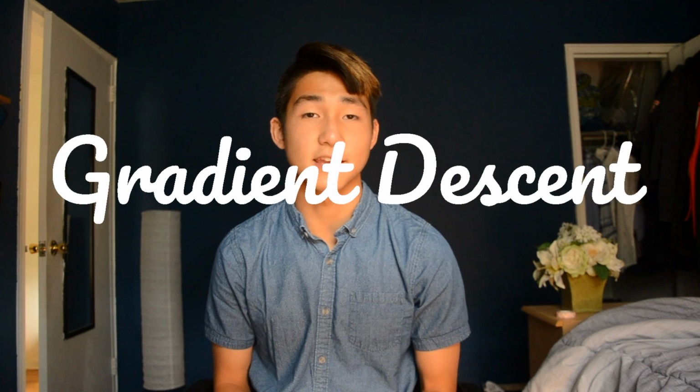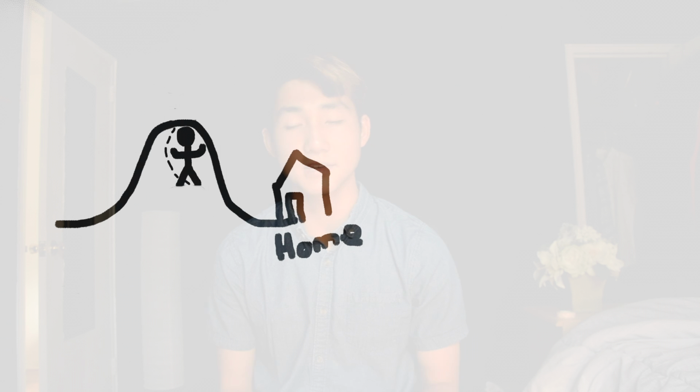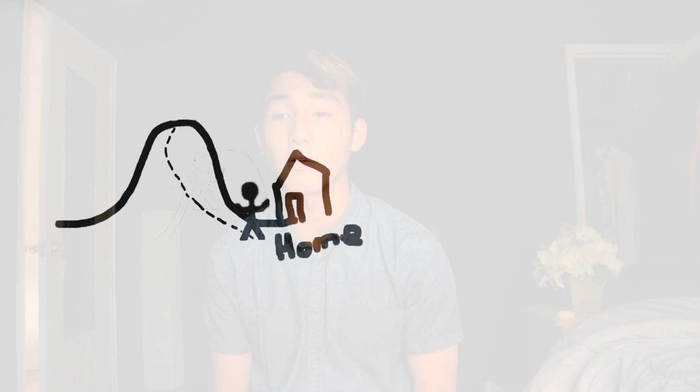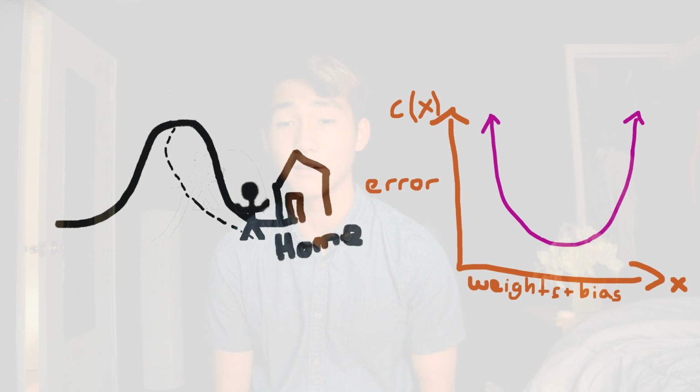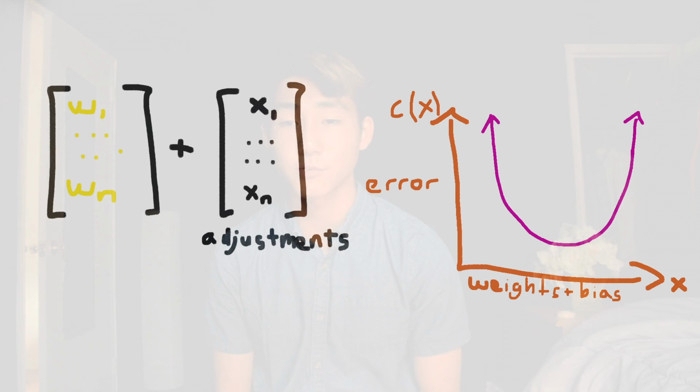We call this gradient descent. Imagine you're at the top of a hill and you want to get to the bottom. Each time you take a step, you update your location, and as you get closer to the bottom, you get closer to your end goal. Our cost function is our hill. Each time we adjust our weights, we're taking a step closer to the bottom of the hill, which represents our minimum error.